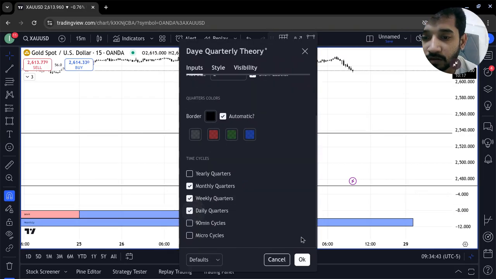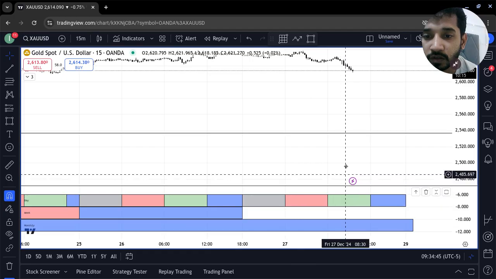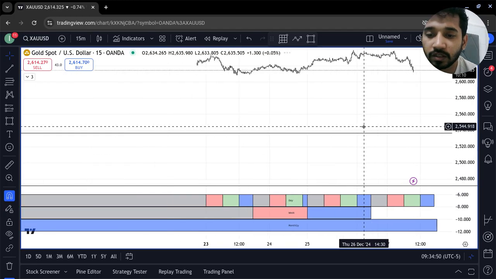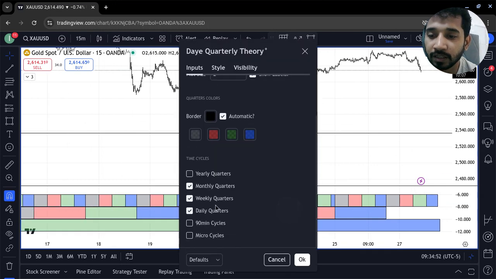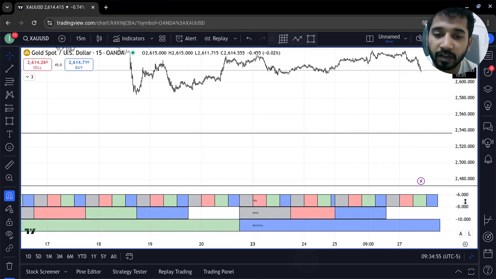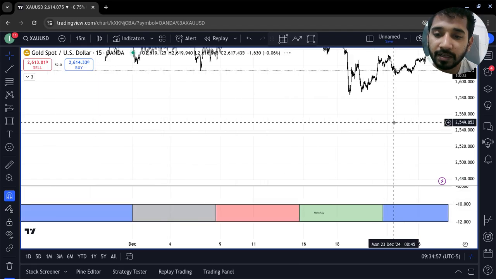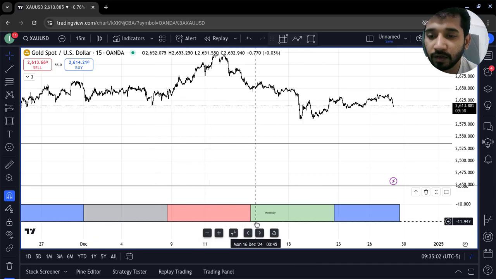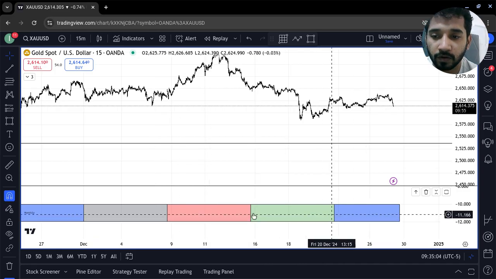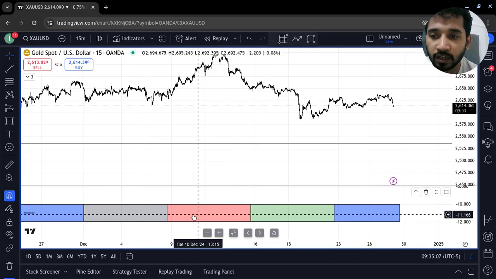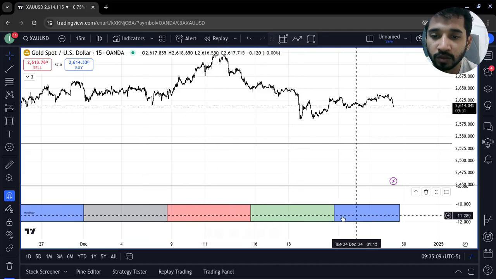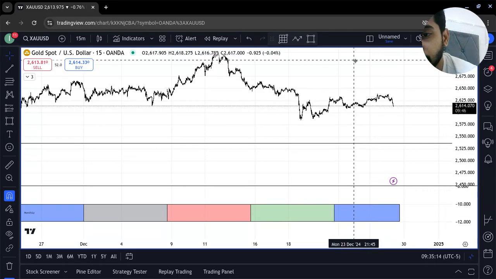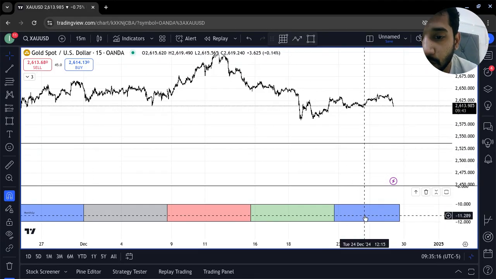If you're on the 15-minute time frame, you need the daily quarters. Let me tell you guys what's the weekly, monthly, and the difference between these things. The monthly cycle simply means the first week, second week, third week, and the fourth week. First week accumulation, second week manipulation, third week distribution, and fourth week is either continuation or reversal.